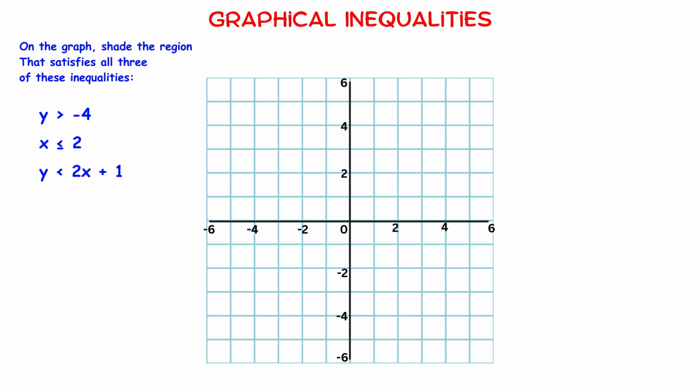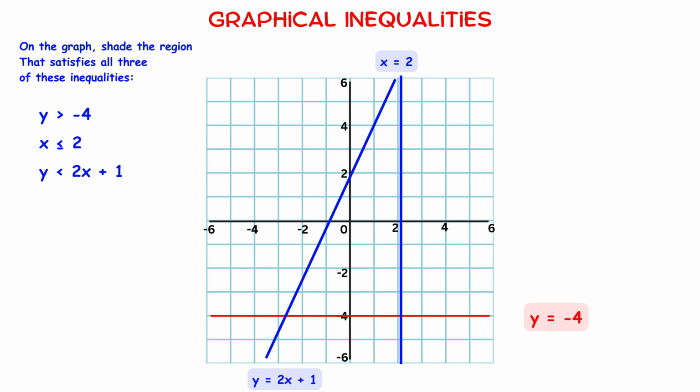To plot inequalities on a graph, you basically want to think of the inequalities as normal equations, so you just plot the lines y equals negative 4, x equals 2, and y equals 2x plus 1. If you can't remember how to plot lines on a graph, we've done a separate video on how to do it, so it might be worth checking that video out first. Now, one important difference is that if the inequality has a less than or more than sign, you need to make the line dashed, but if it's a less than or equal to or a more than or equal to, then we draw it with a solid line.